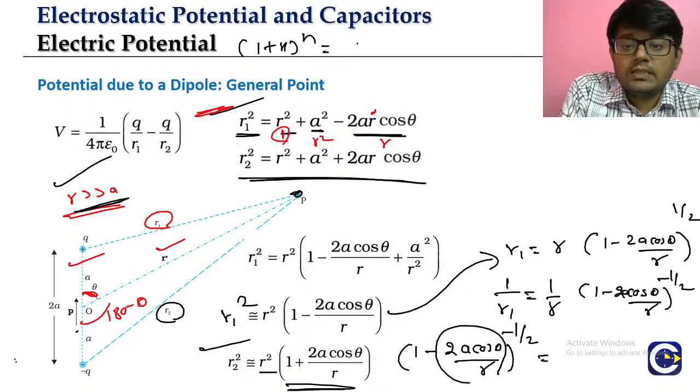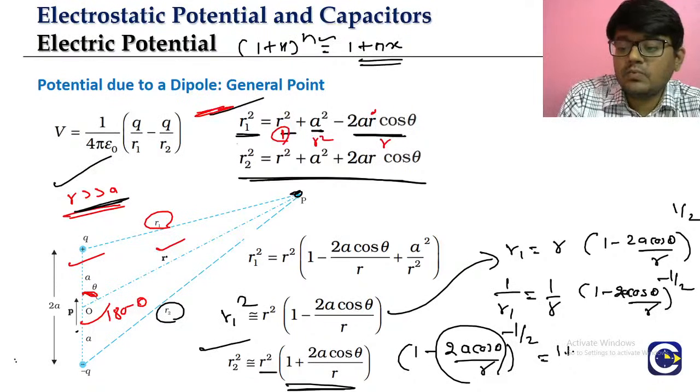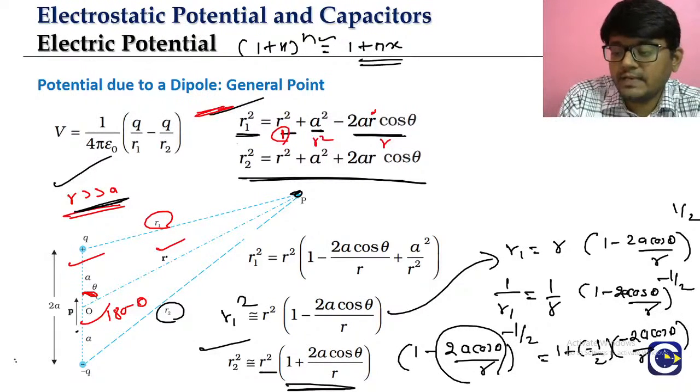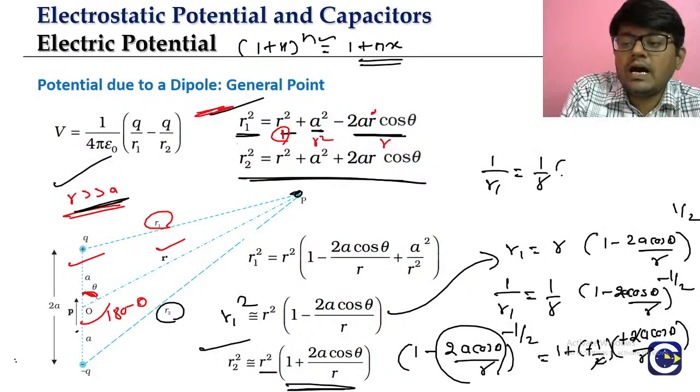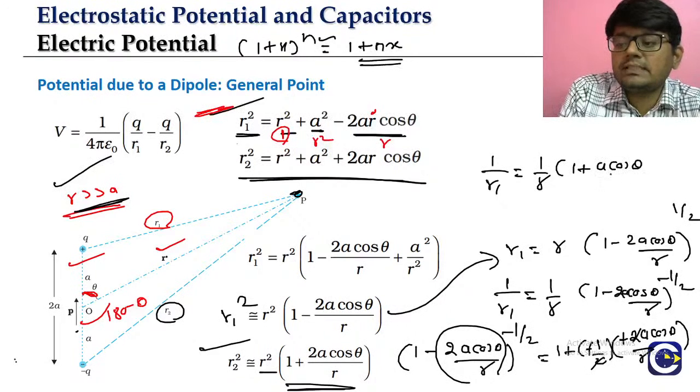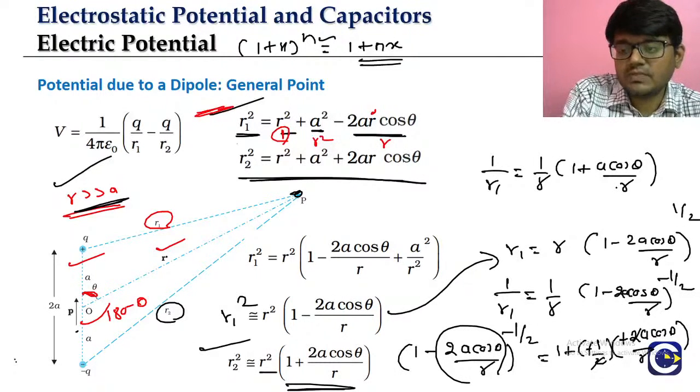So the expansion can be taken up to only the first and second term, which is 1 plus nx, where n is minus half and x is minus 2a cos theta by r. Here, minus minus will become plus, and the 2 cancels. What you have finally is 1 by r1 is equal to 1 by r into 1 plus a cos theta by r. That's all.